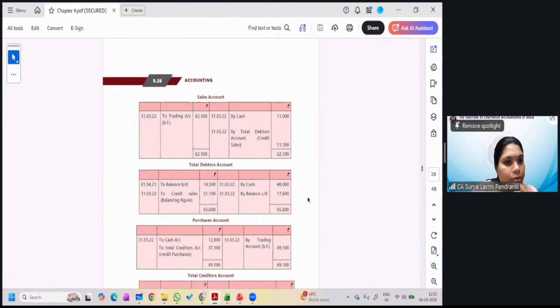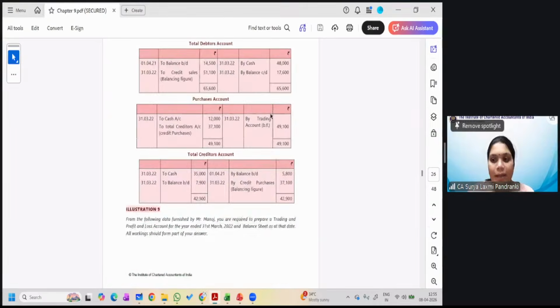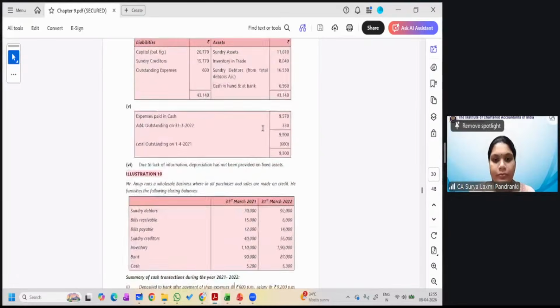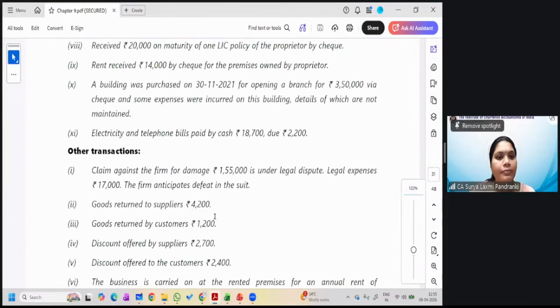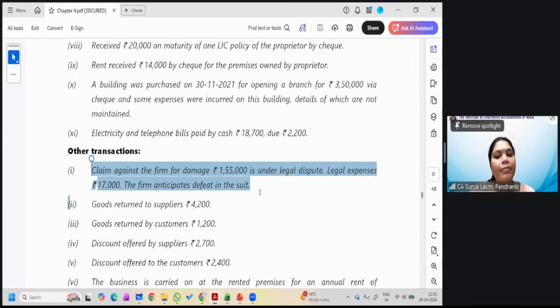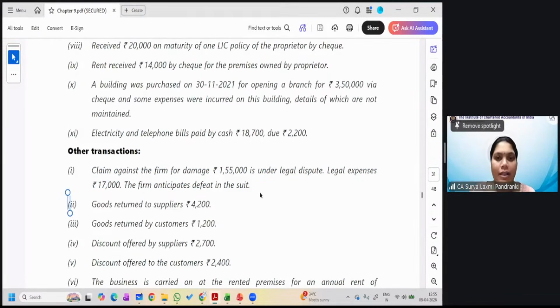Annual rent of 20,000. See, the claim that you have is different. Going back to the question, here, what is this claim? Someone filed a case against your firm. If you are winning that case, you don't have to pay this damage. If you are losing the case, then you have to pay this amount.